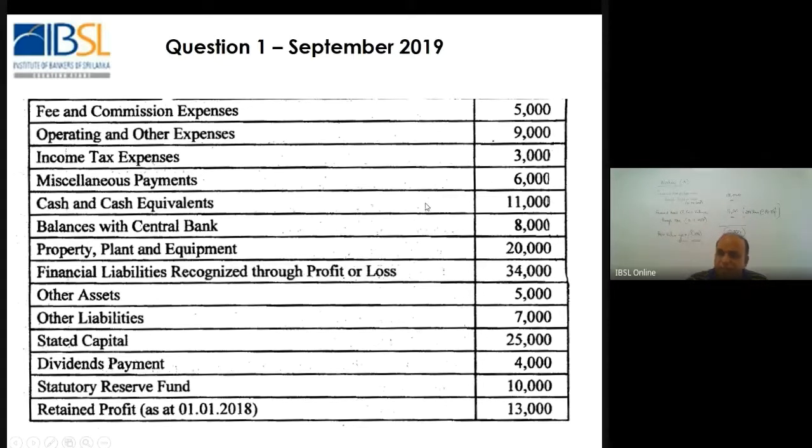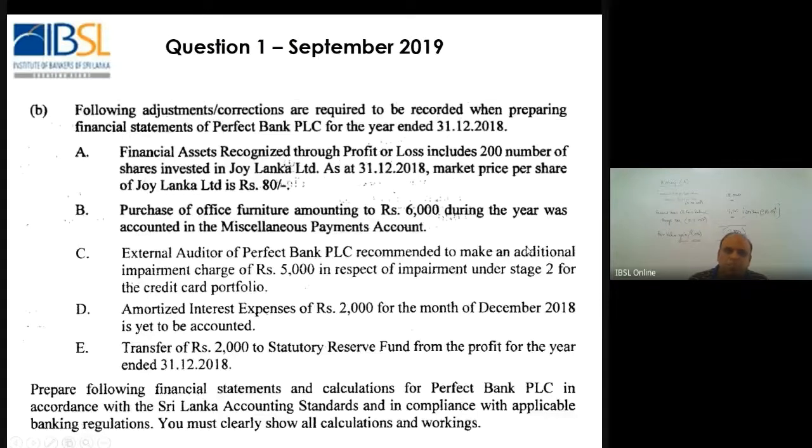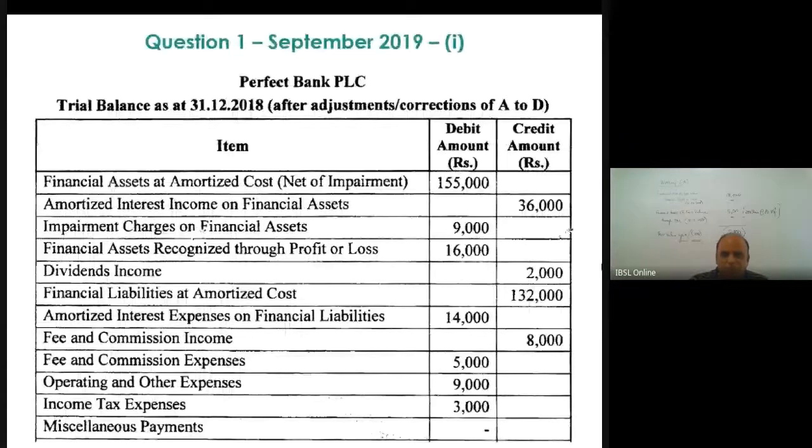Okay. Under accounting errors, we learn this. Posting to the wrong account. You see. So the 6,000 has been posted to the wrong account. So you have to credit this account and debit property, plant and equipment. So this will become 0 and this will go up to 26,000. Okay. So I can show you these two adjustments as of now.